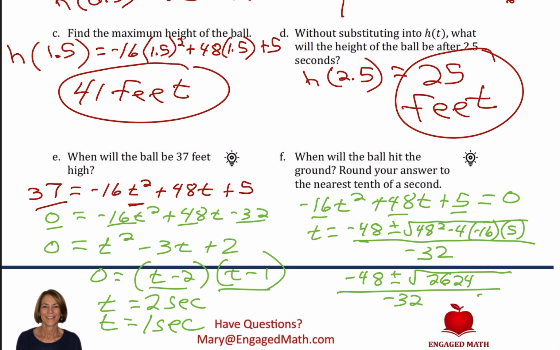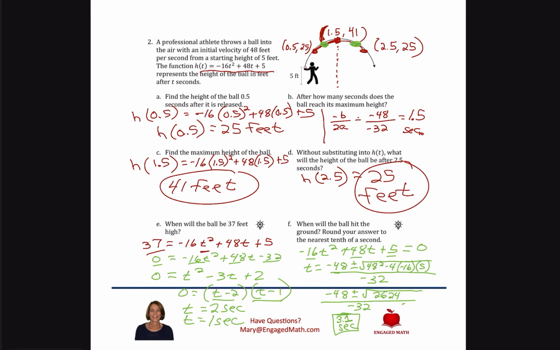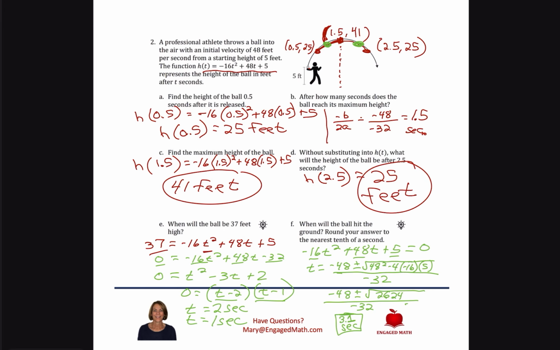Okay, so the two values that you should get then, one will be negative and one will be positive. The one that you want is the 3.1 seconds. And the reason that you get a negative and a positive answer, sorry, that's 3.1. I'm going to go back to the drawing and just show you. So somewhere around 3.1 seconds, we hit the ground.